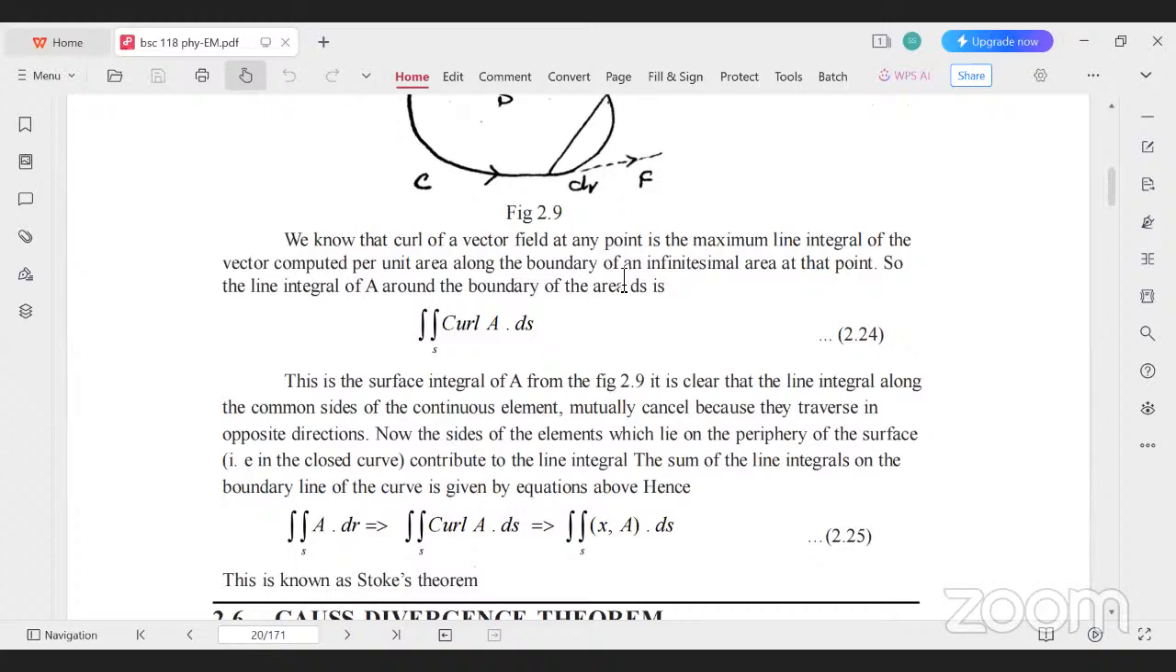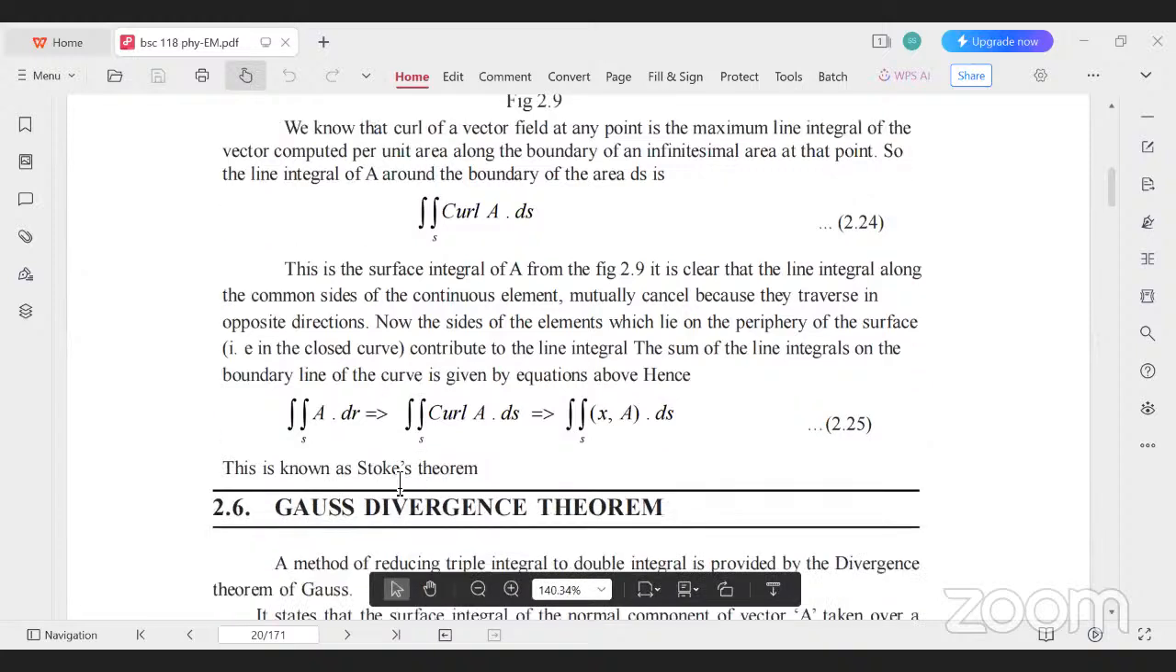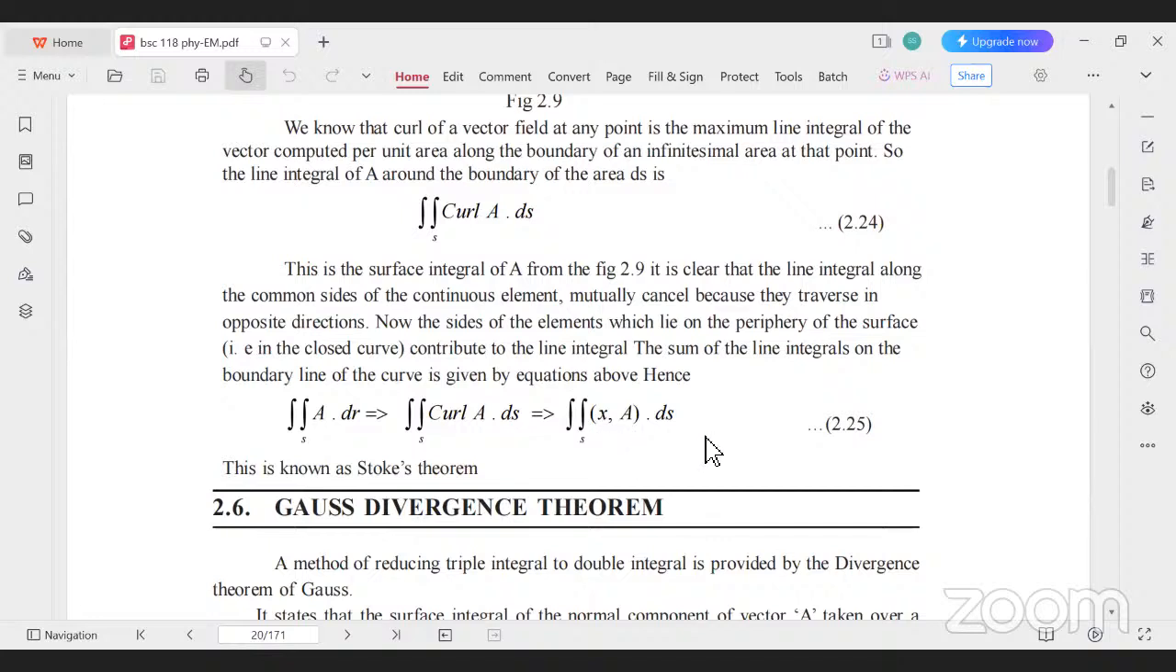Here, finding the surface integral of A, it is clear that the line integral along the common side of the continuous elements mutually cancels because they are traversed in opposite directions. The sides of the elements which lie on the periphery of the surface, that is the closed curve, contribute to the line integral. The sum of the line integrals over the boundary of the curve is given by the equation: the line integral of A dot dr is the surface integral of the curl of A dot ds.